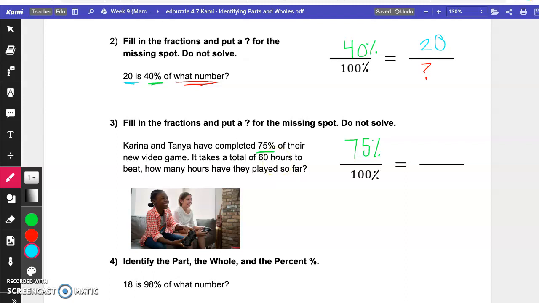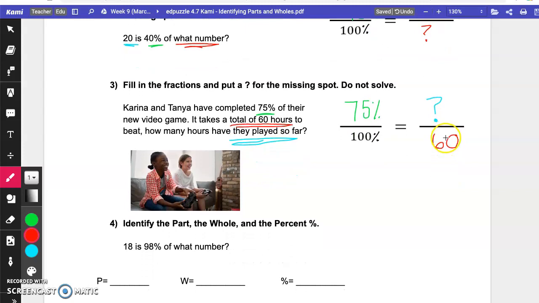Sorry, that's a long time. If we're thinking of the whole thing, the total is 60 hours. How many hours have they played so far? So far, we don't know. We're trying to figure that out. So this is our part and we're unsure of it, but they need to play 60 hours total. If they've played 75% of those 60, how many hours have they played so far?